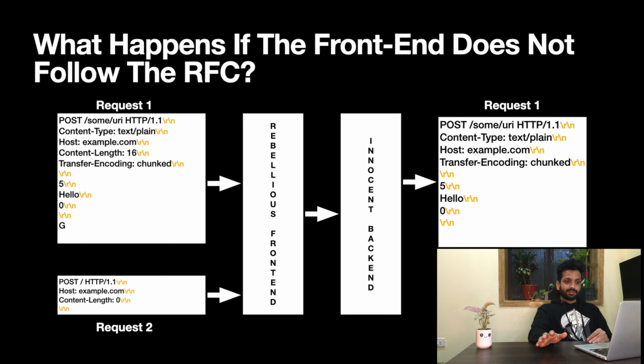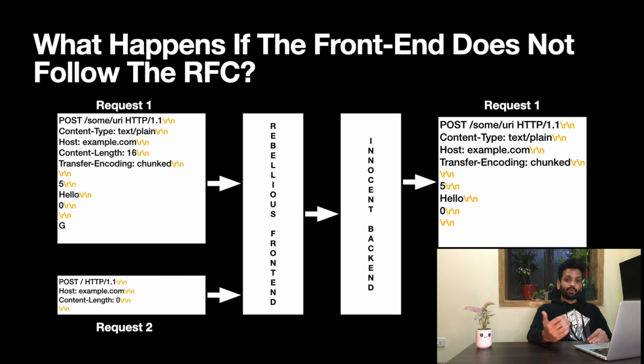But wait a minute, where did the letter G from request 1 go? We know that the request was sent from the front end to the back end containing the letter G because it was interpreted by the front end using the content length header, which was 16 bytes, and the message was exactly 16 bytes in size. So the G must be somewhere. It wouldn't just disappear into thin air.